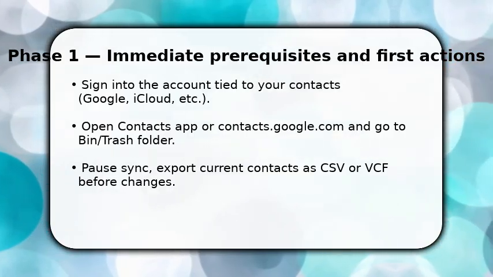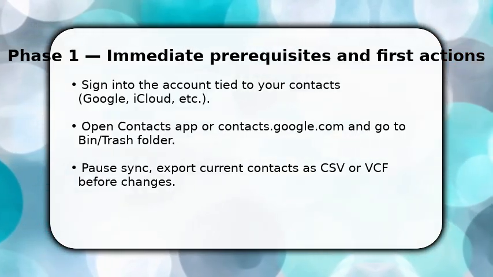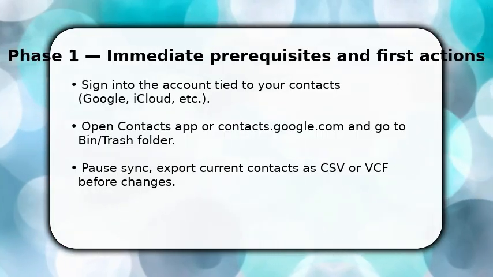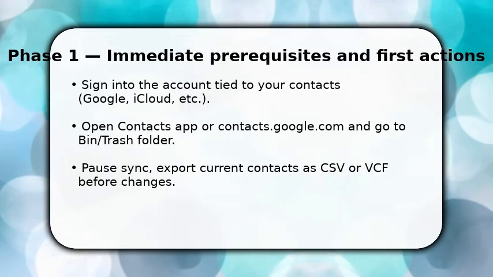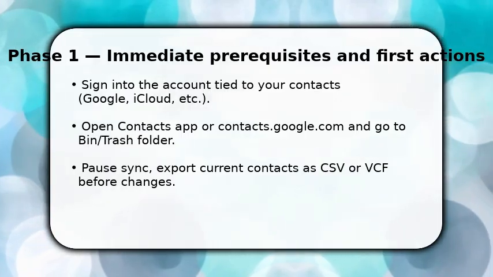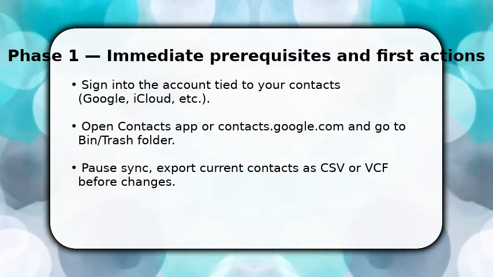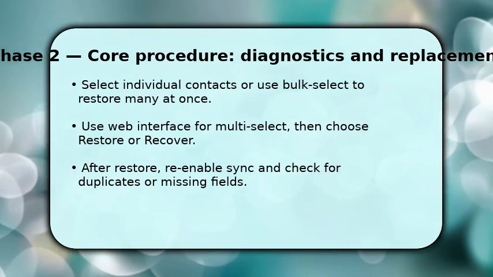While you're here, pause automatic sync and export your current contacts as a CSV or VCF. This preserves a snapshot. Doing that prevents accidental overwrites and ensures you can safely restore items from the bin without risking current data. Now you perform the actual recovery.